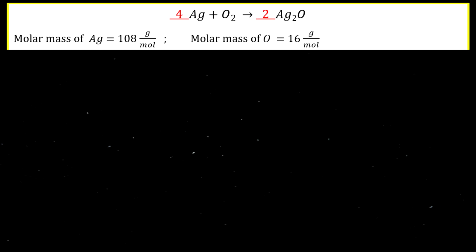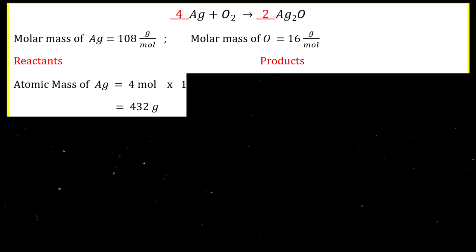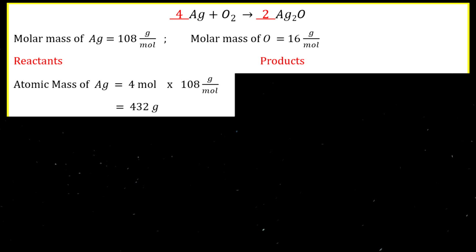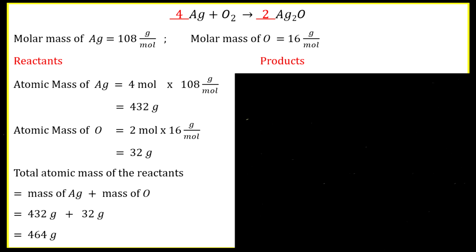So the molar mass of silver is 108 grams per mole and the oxygen is 16 grams per mole. Then we solve for the total mass of the reactants and the total mass of the products. For the reactants, for silver, 4 moles times 108 grams per mole equals 432 grams. Then for oxygen, 2 moles times 16 grams per mole, we get 32 grams. And the total mass of the reactants is 464 grams.